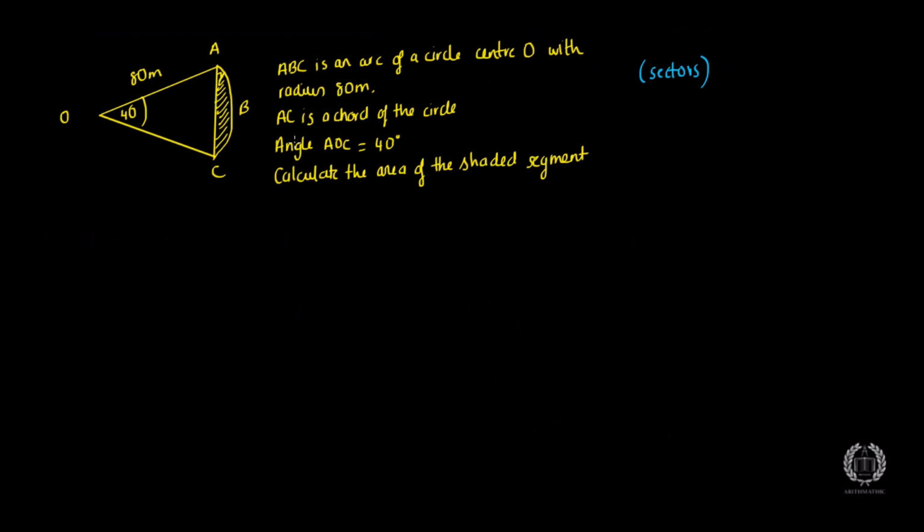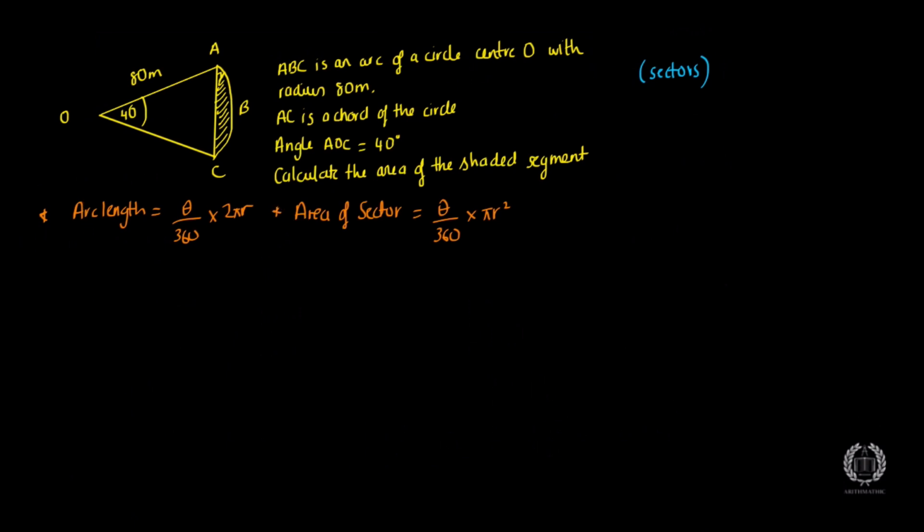If you don't know this, you won't be able to do the question. The two things are the formulas, and these formulas are not going to be given in the exam. Those are the formula for arc length, which is theta over 360 times 2 pi r, or pi d if you like, it makes no difference. And the other one is area of sector, which is theta over 360 times pi r squared. So that's the area of sector, and this is the arc length. You need to know these two formulas.